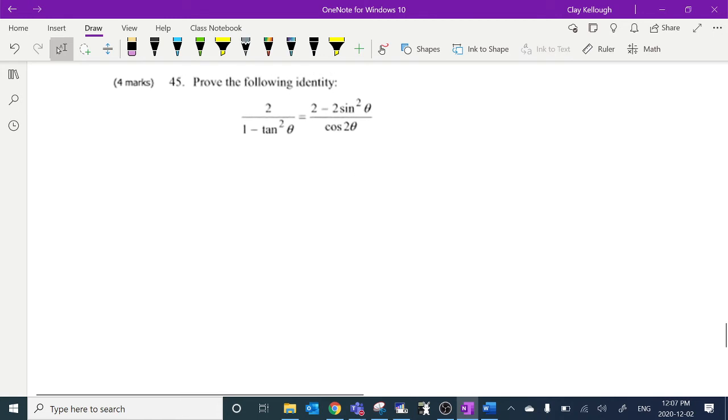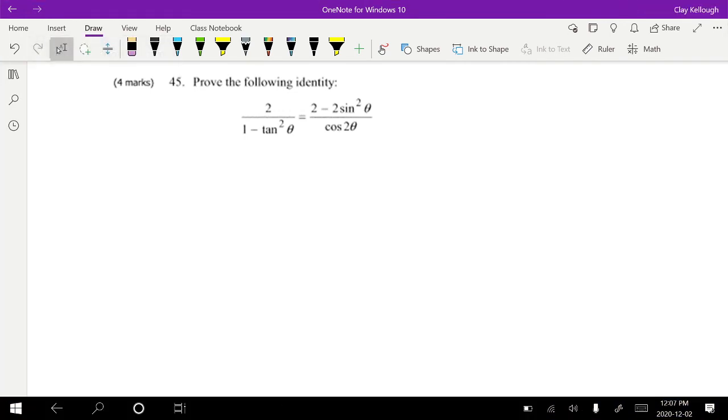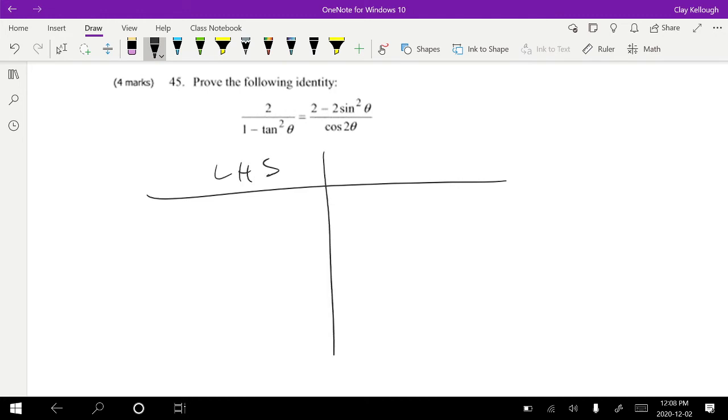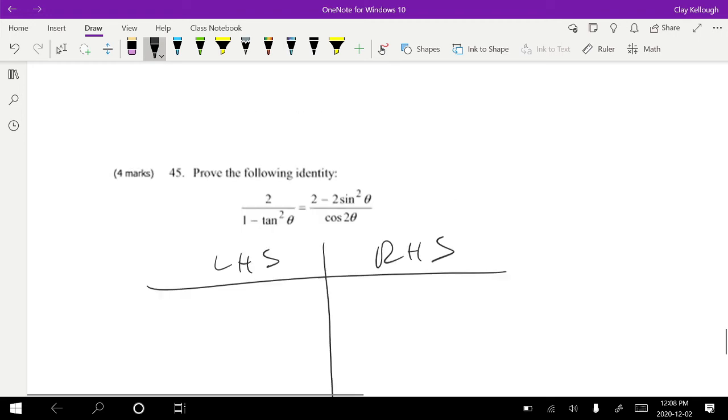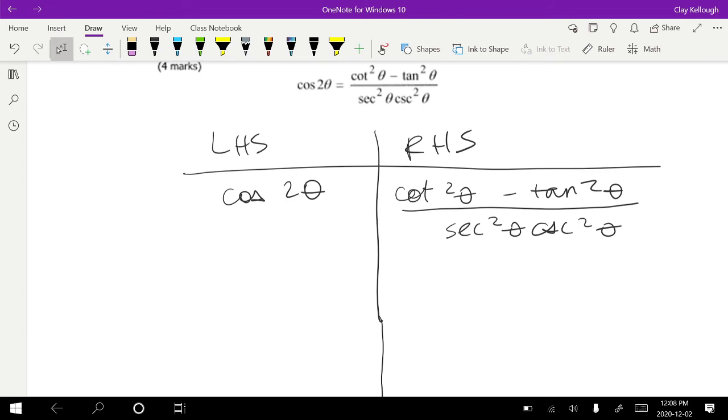All right. Okay, now that I'm back to here, I'm going to go back to tablet mode so I can write all over it. There we go. All right. Statement, reason. Sorry. Left-hand side, right-hand side. There we go. Okay. Oh, right. We're doing 49 first. There we go.